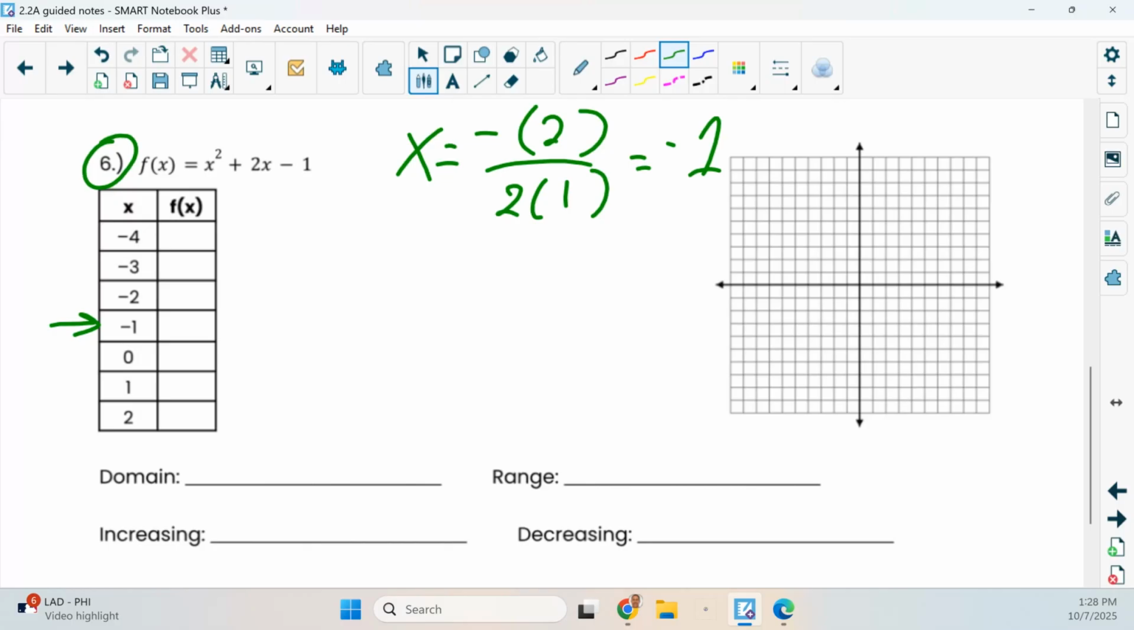I sub that in. 1 minus 2 is -1, minus 1 is -2. And if I sub in 0, I'll get -1, which means this is -1. And if I sub in 1, that'll be 1 plus 2 is 3, minus 1 is 2, which means this is 2. There's my graph. Start with the vertex. You get that?